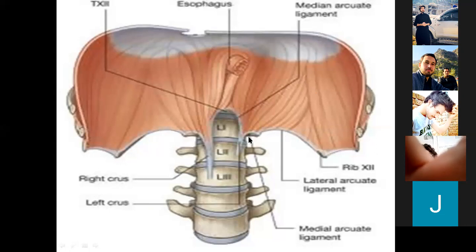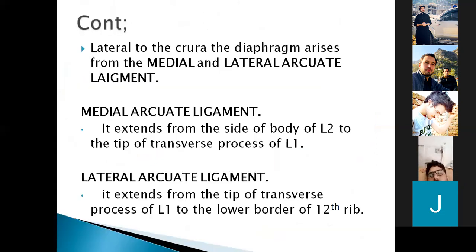As we already studied, there are two crura, right and left. Arcuate ligaments are two in number, medial and lateral arcuate ligament. Lateral to the crus of the diaphragm, there are two arcuate ligaments. Medial arcuate ligament extends from the sides of the body of the second lumbar vertebra to the tip of the transverse process of L1.